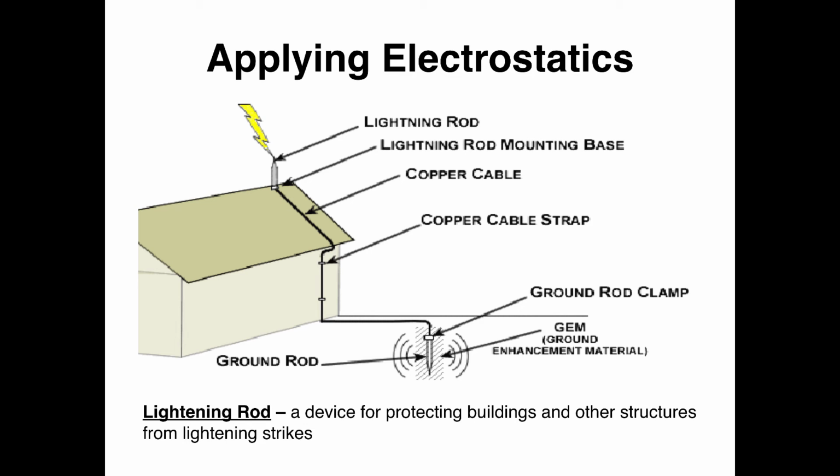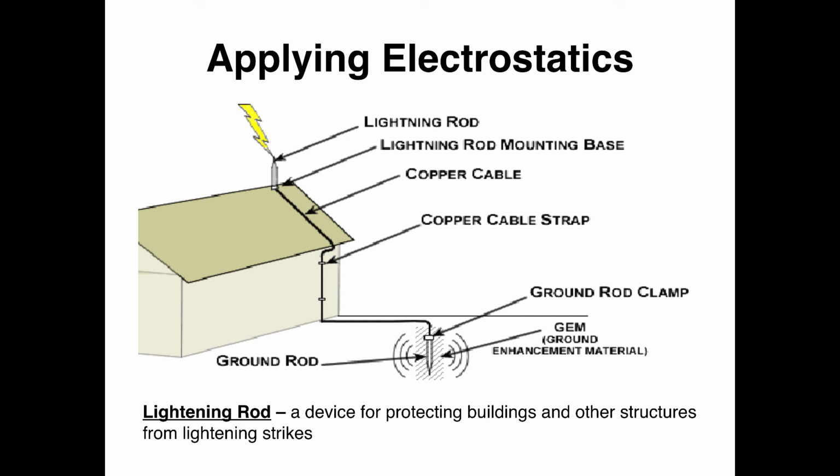What a lightning rod does is it acts as a lightning gatherer, and basically it allows the lightning a very easy path into the ground, so that it strikes the lightning rod, runs down a copper cable, which is a very good conductor of electricity, into the ground cable, into what's called a ground enhancement material, which is material that will allow the dissipation of the electrical charge.